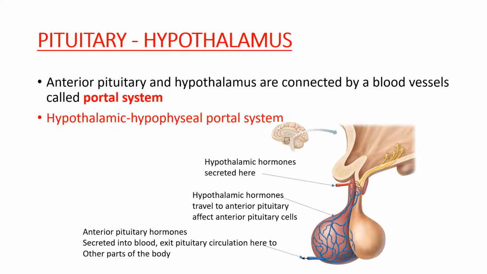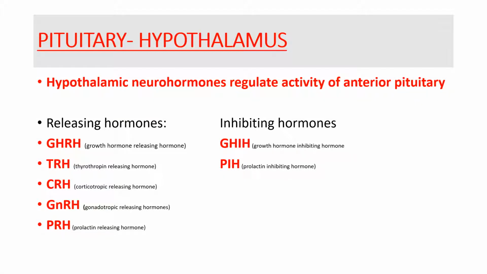Hypothalamic hormones are secreted in the hypothalamus. They travel through the hypophyseal hypothalamic portal system, which is a system of blood vessels that connect the hypothalamus to the anterior pituitary. In the anterior pituitary, these hormones are going to either stimulate or inhibit the release of anterior pituitary hormones. There are two types of hypothalamic hormones, the releasing hormones and the inhibiting hormones. Notice that all the releasing hormones will have an R for releasing in their names, whereas the two inhibiting hormones will have an I in their name for inhibiting.